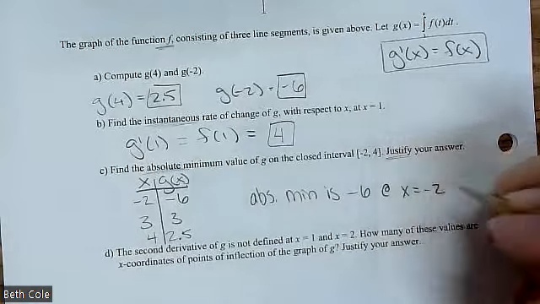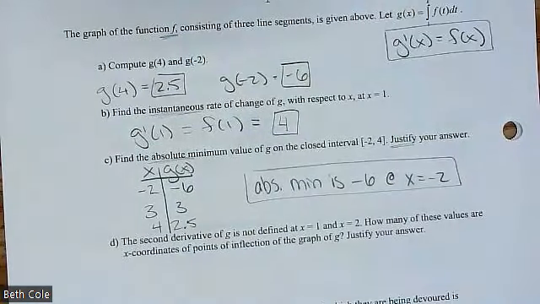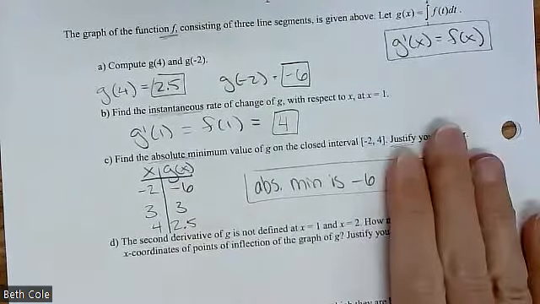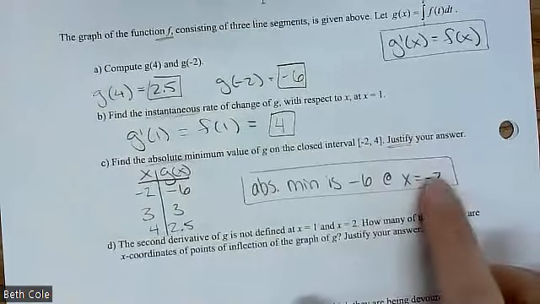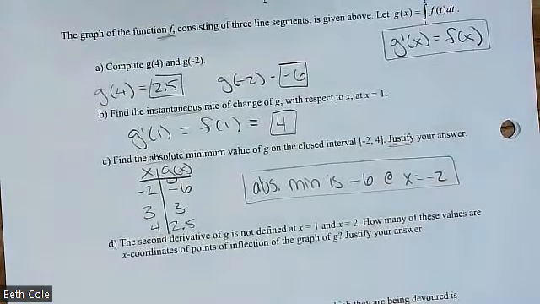Perfect. And please get in the habit of just writing the whole thing. Sometimes on the AP exam, they ask you for, like this one said, what is the absolute minimum? So actually, if you just wrote that, you'd be good. But sometimes they ask you for just the location of it. So if you just write the whole thing every time, then you'll always get it, okay?